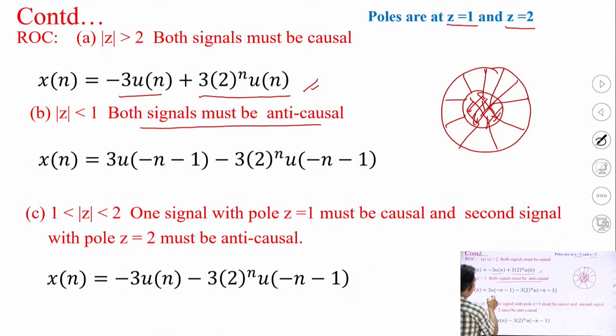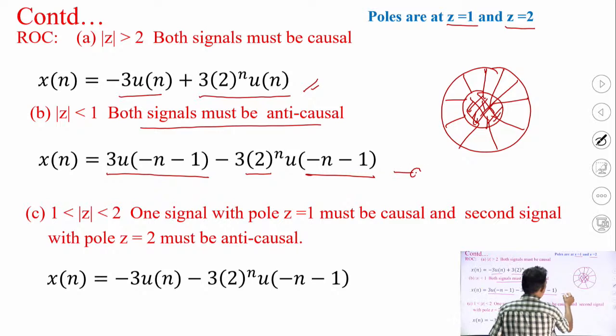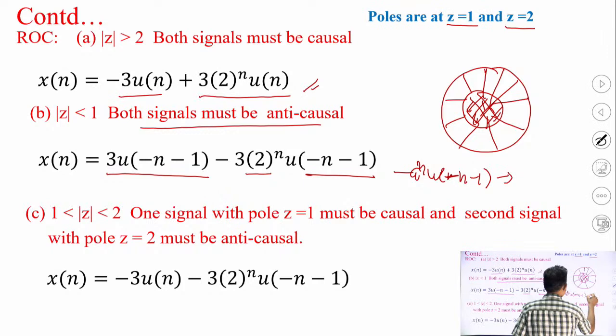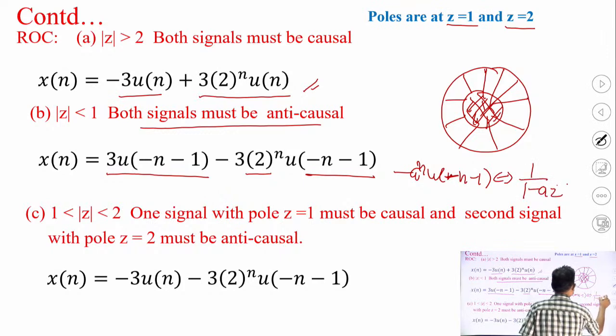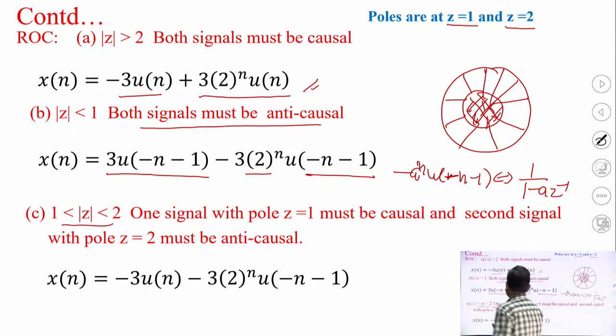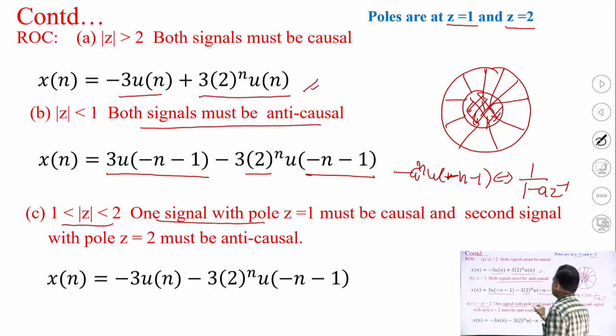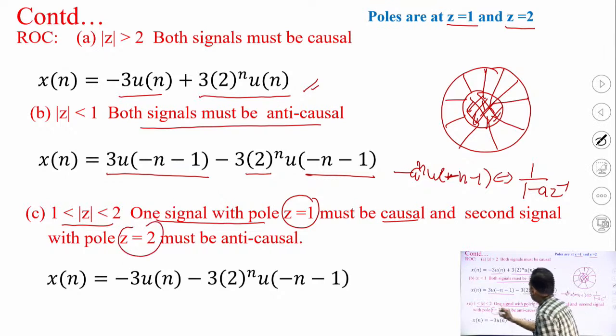Okay. So this will become 3 u[-n-1], and this will become minus 3 times 2 to the power n u[-n-1], because the term minus a to the power n u[-n-1] is nothing but 1 upon 1 minus a z inverse. Okay. Then the last one is mod z lying between 1 and 2. So for this one, the signal with pole z equals 1 must be causal, and the second signal corresponding to pole z equals 2 must be anti-causal. Only then we will get this ROC.